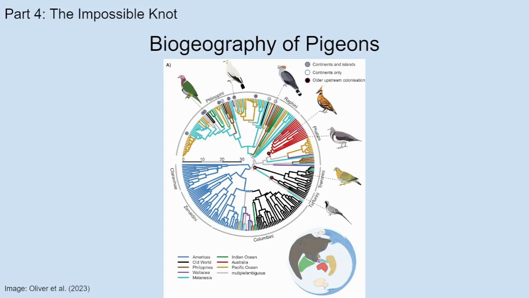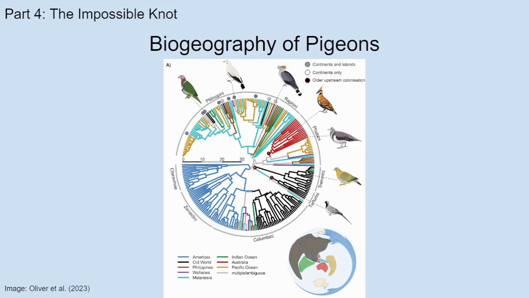Modern pigeons are found pretty much all over the world. And pigeons are very good flyers, so they get pretty much everywhere. And so it's been really difficult to figure out the actual biogeographic history of pigeons. Like when did they get from one place to another? And from where did they get from one place to another? It's very hard to tell.